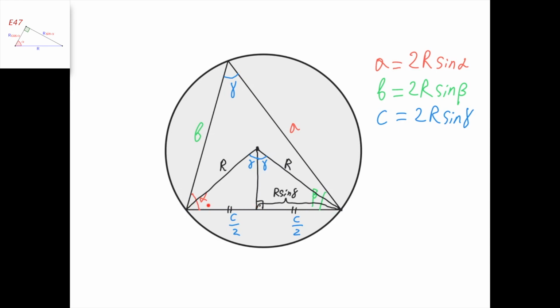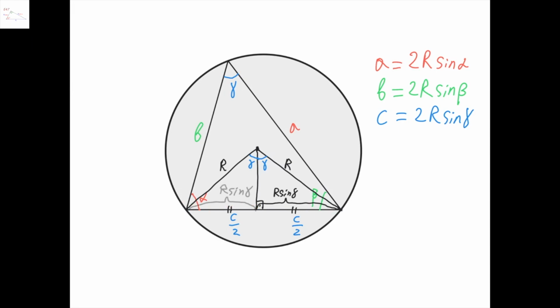Similarly, the length of this side here is also r times sine of gamma. And so the whole side is 2 times r sine gamma, which is exactly what we needed to prove. C equals 2 times r sine of gamma.